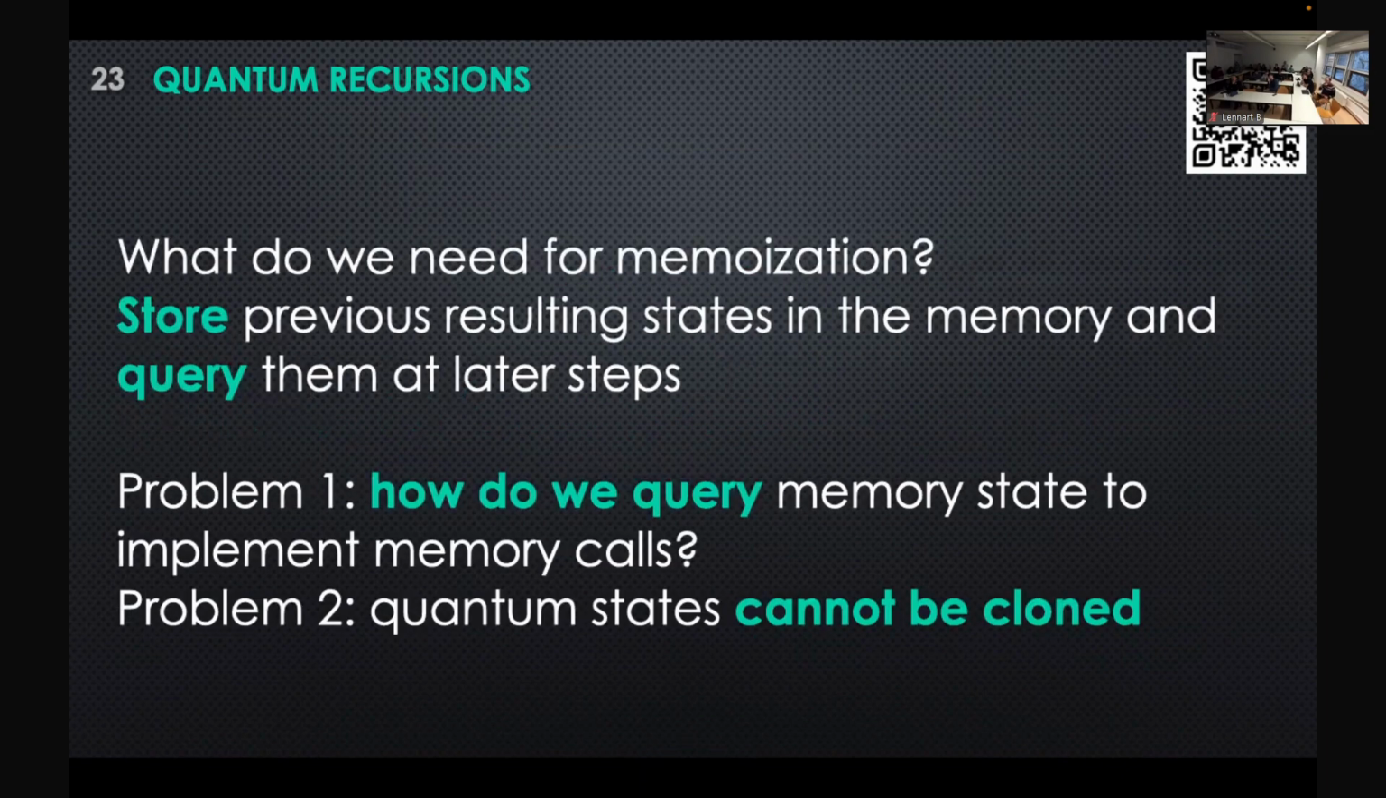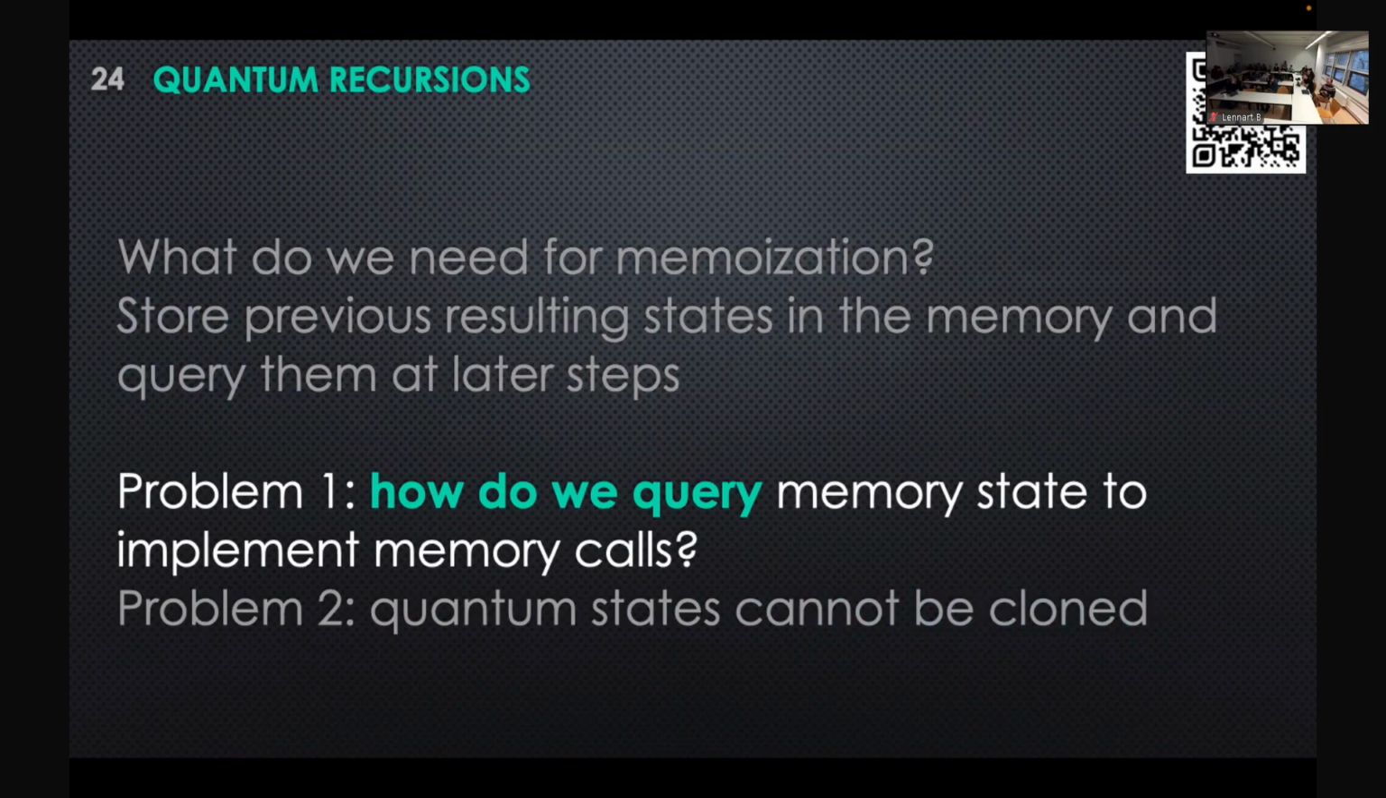So if we want to do the memoization for these kinds of problems, we need to find how to store the previous resulting states and how to query them to use them at later steps. So two problems we have: how do we carry these memory states to implement the memory calls? And second, each time we carry, because these are quantum states, we kind of spoil the memory state, and we cannot really clone the memory states to have multiple memory states. So that's another problem that we need to solve.